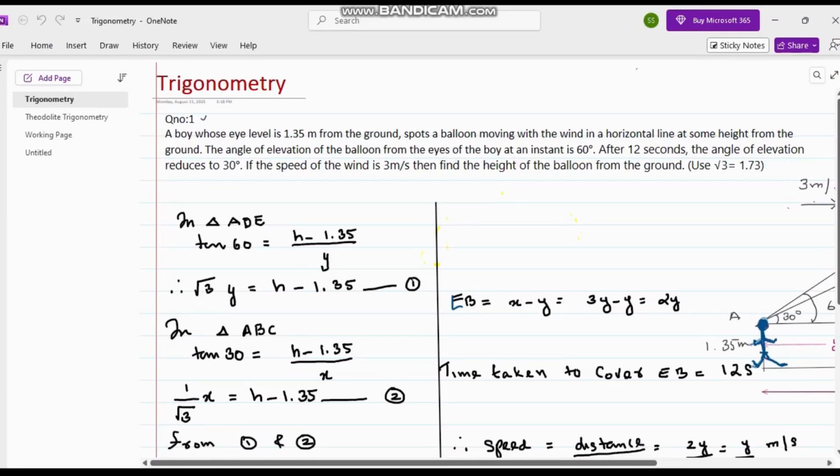We will start with a problem on trigonometry. Actually, it's an application level question. I'll read the question first.